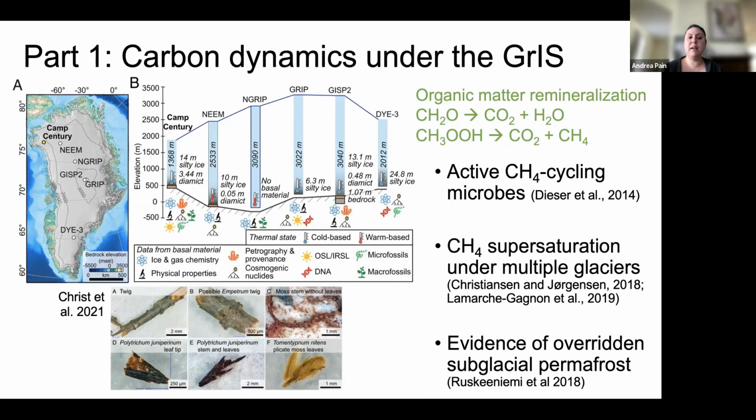Essentially, the mechanism that would provide this organic substrate is that when the ice sheet was smaller, terrestrial ecosystems and soils were developing. As the ice sheet grew, it overrode those deposits and led to the formation of these organic-rich material that can then participate in these remineralization reactions.